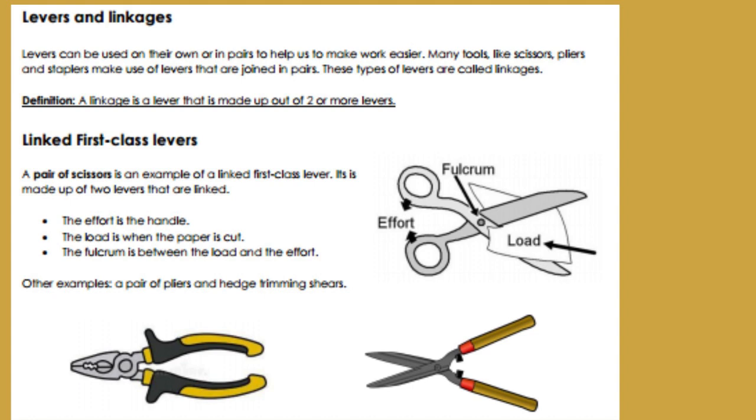Linked first-class levers. A pair of scissors is an example of a linked first-class lever. It is made up of 2 levers that are linked. The effort is the handle. The load is when the paper is cut. The fulcrum is between the load and the effort. Other examples: a pair of pliers and hedge trimming shears.